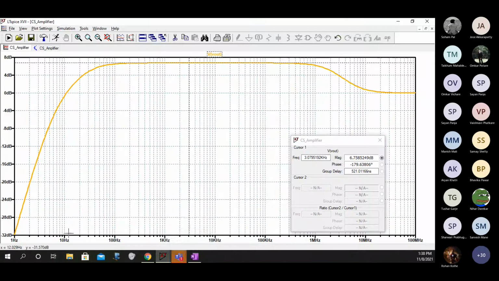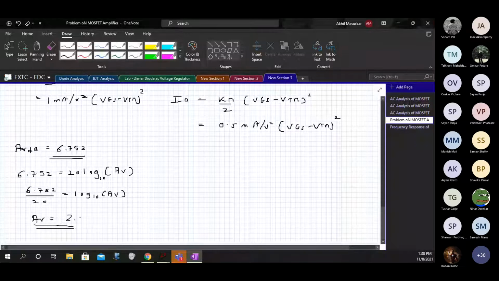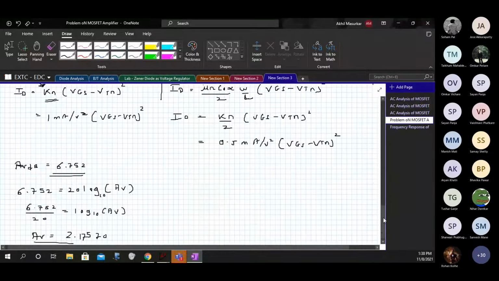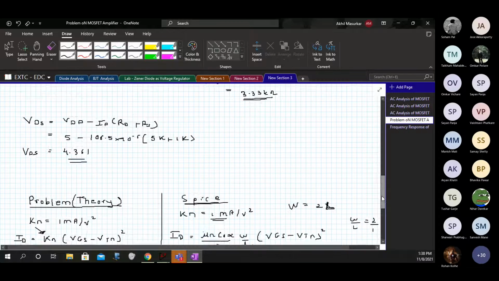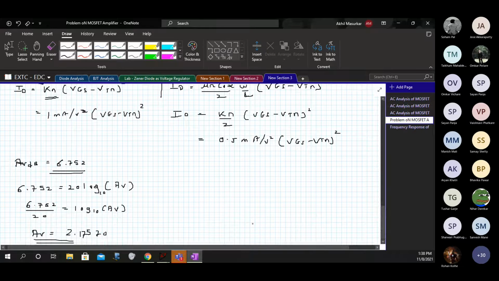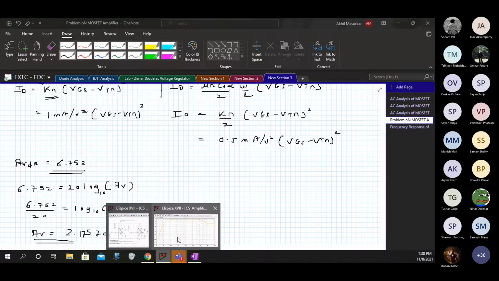So everybody got that 2.175. Let me just note it down, 2.17570. And was my calculated gain also in that same range? Yeah, so that was very close to what we calculated. So that means our calculation is correct, whatever I taught you in class is correct, and we can go ahead with this.